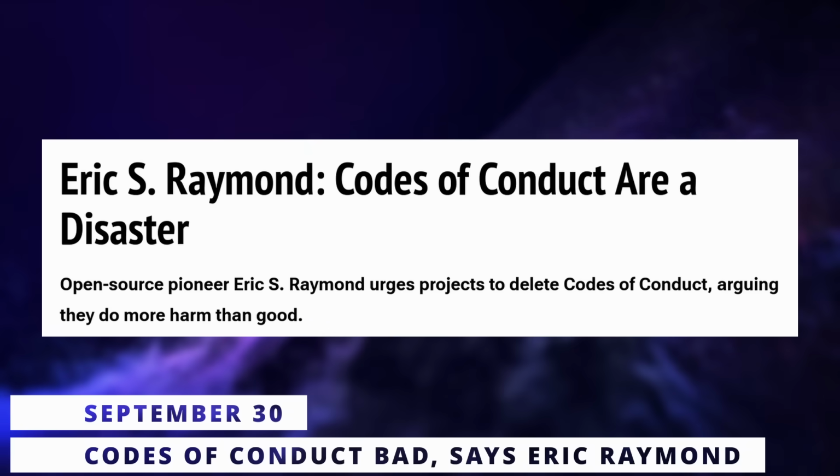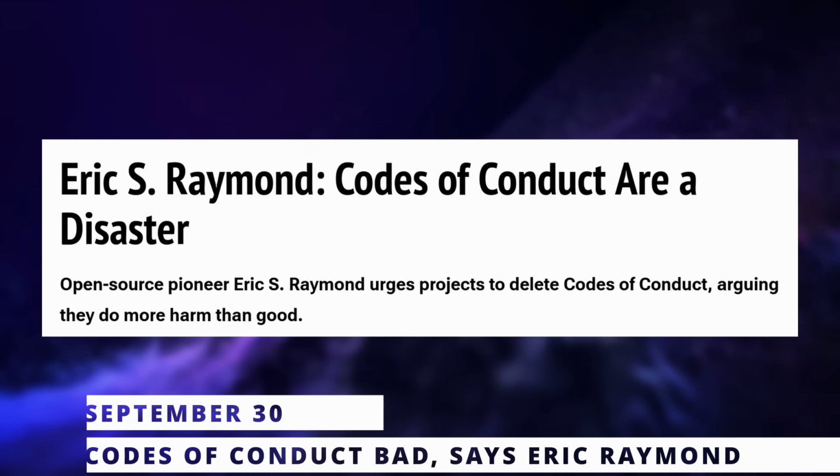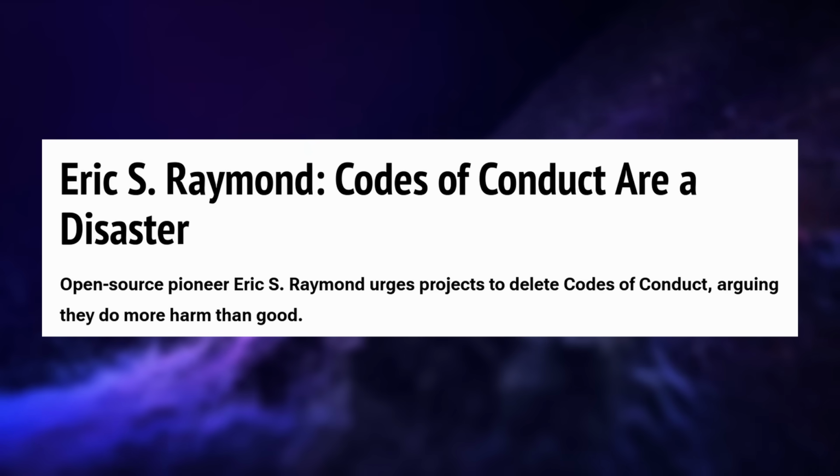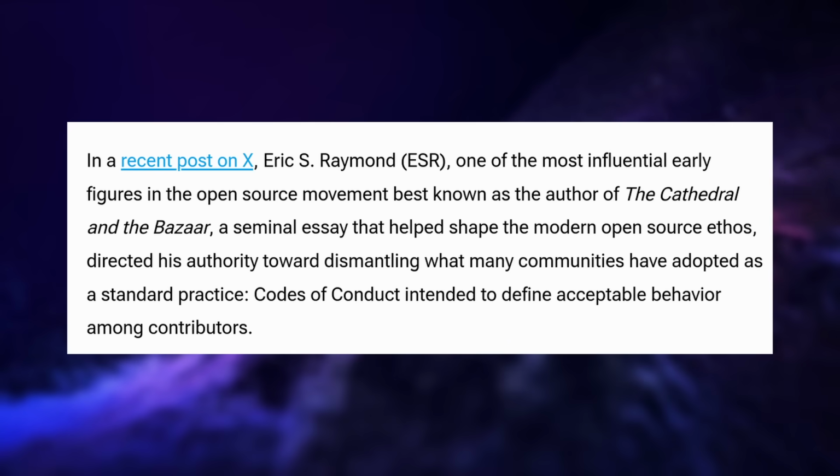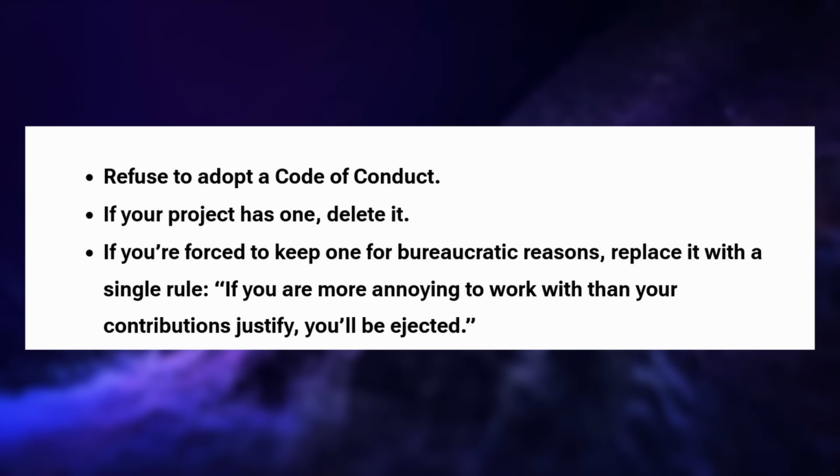And speaking of codes of conduct, one person really does not like them, and that's S Raymond, one of the early influencers on the entire open source movement, who wrote the little essay The Cathedral and the Bazaar that explains the differences in how you build software with an open source model versus a proprietary model. He recently became very vocal against codes of conduct, saying that they are not needed, that projects should refuse to adopt them, should even delete them if they already have one, or replace them with a single rule, which would basically be, if you're too annoying compared to the value of what you contribute, then you're out.